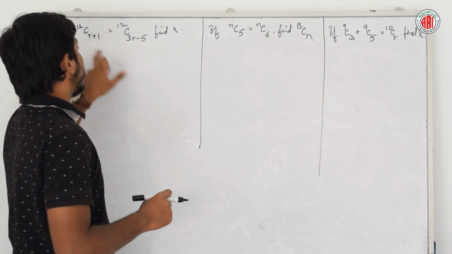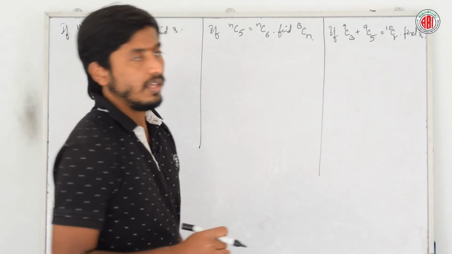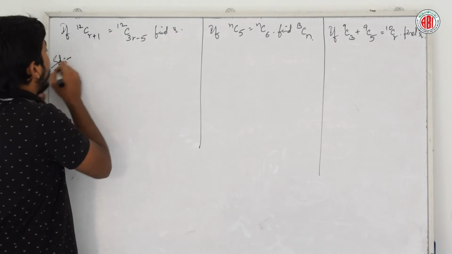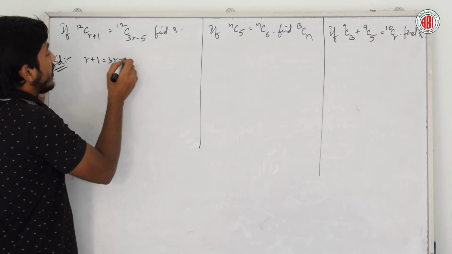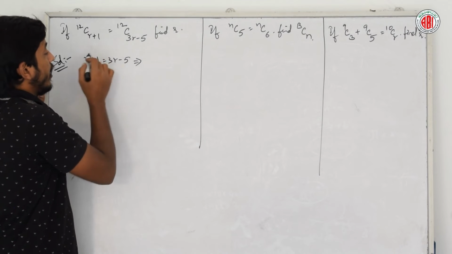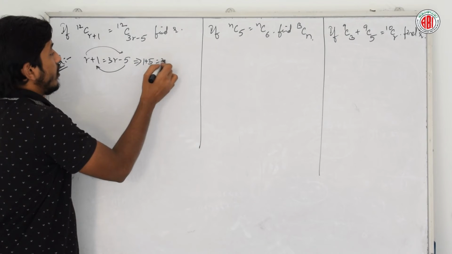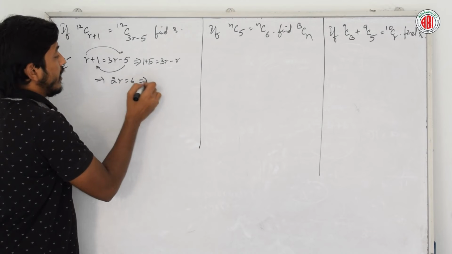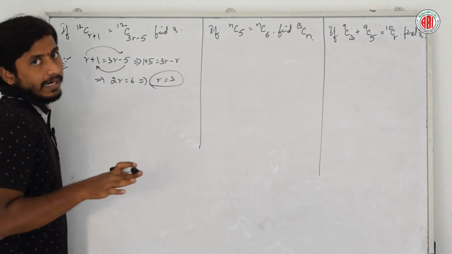Second thing, nCr can be written as nC(n minus r). Is it okay? So let me write, just equate r plus 1 is equal to 3r minus 5. Bring r this side, 5 this side. 1 plus 5 is equal to 3r minus r, that is 2r is equal to 6, obviously r is equal to 3. This is the simplest answer we can get.